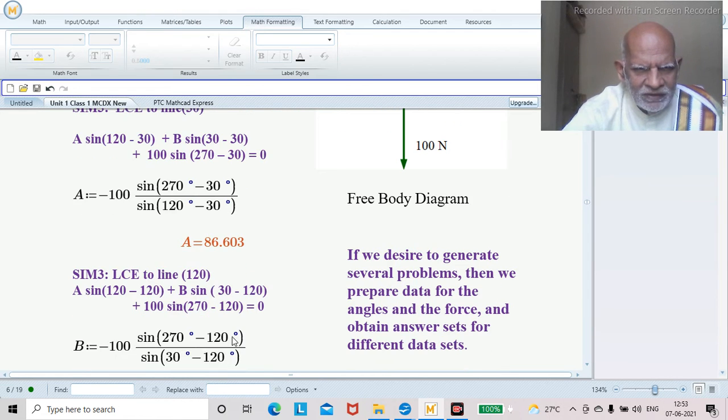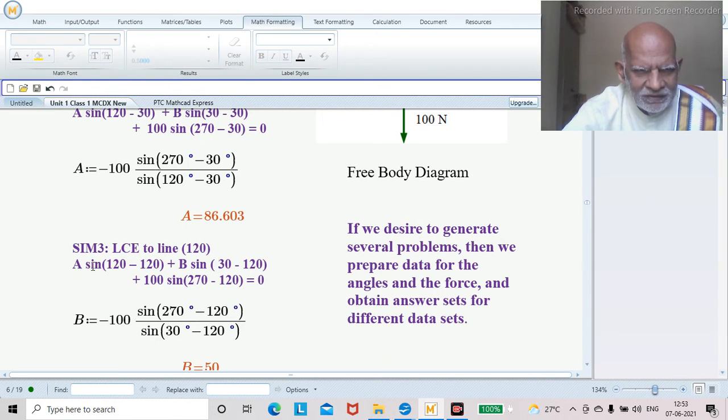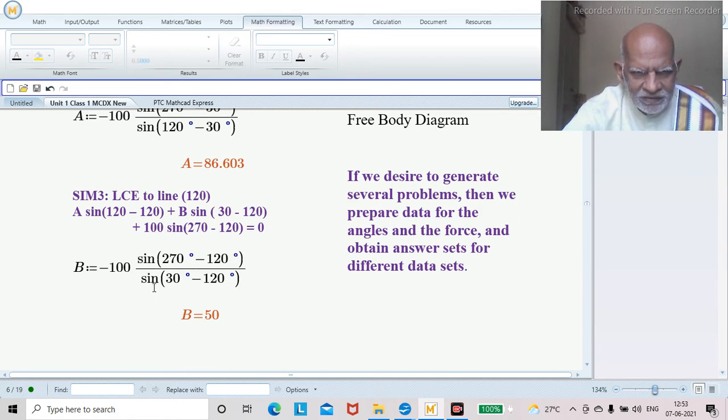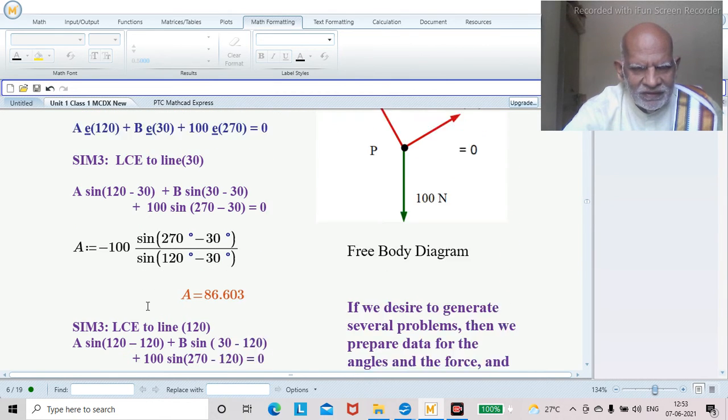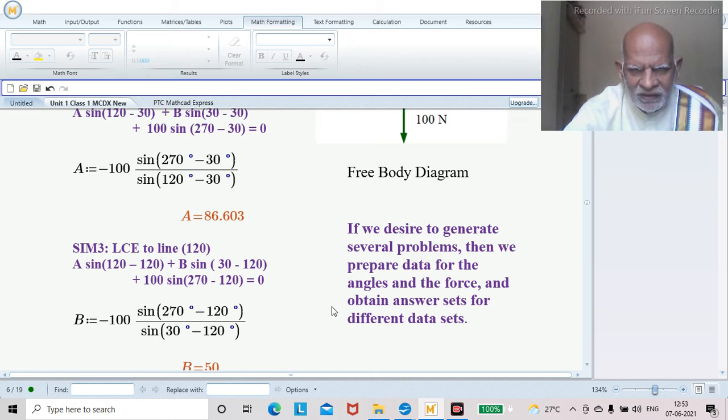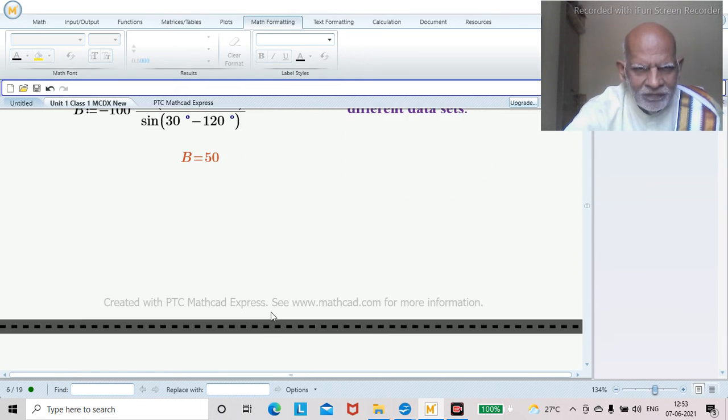Next, you do the same thing for the other line, 120. Now see, A becomes 0, and then you can find B. Again the same thing, same as this basically with a minus sign. Then you do it, good. Now the advantage of doing this is that we can change the data and generate problems, but there is a still smarter way to do this. We will find out.